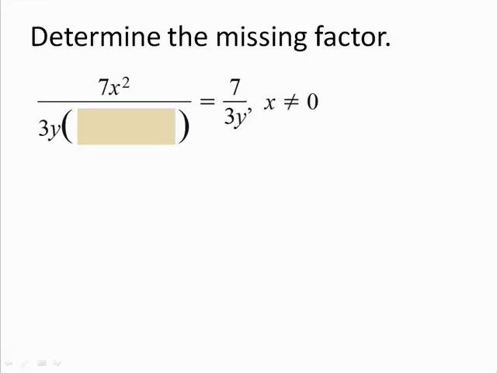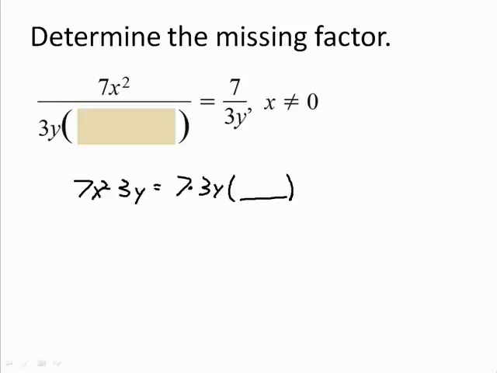Determine the missing factor. 7x squared divided by 3y times the missing factor equals 7 divided by 3y, where x is not equal to 0. Solve this by cross multiplication. The numerator of the left side of the equation times the denominator of the right side of the equation equals the denominator of the left side of the equation times the numerator of the right side of the equation.